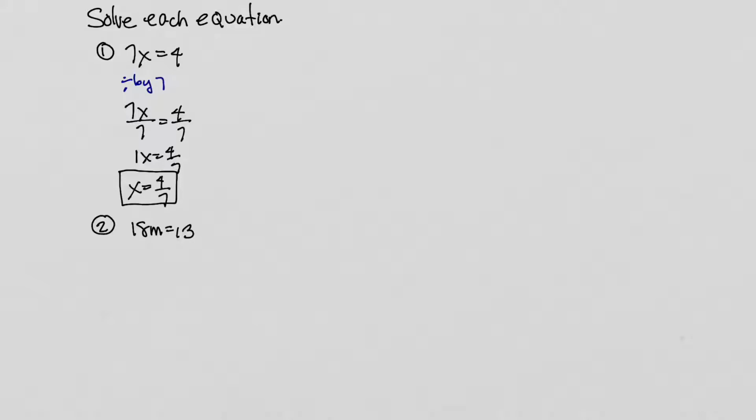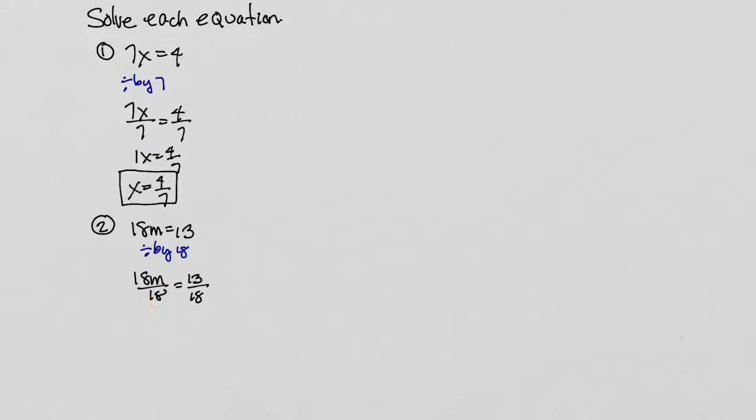Problem number 2 is going to work pretty much the same way. You can see what we're doing. We're multiplying m by 18, so to undo this multiplication, we're going to divide. Here's our plan. We're going to divide by 18, so let's do that. Divide by 18 on both sides. We'll get 18m divided by 18 is equal to 13 over 18. And on the left side here, 18 divided by 18 is just 1, so we're left with 1m.